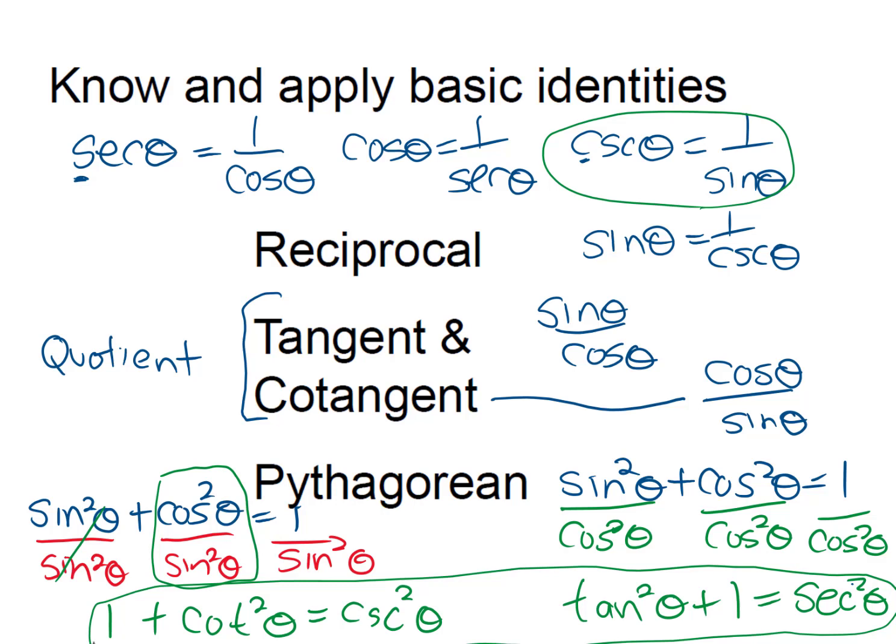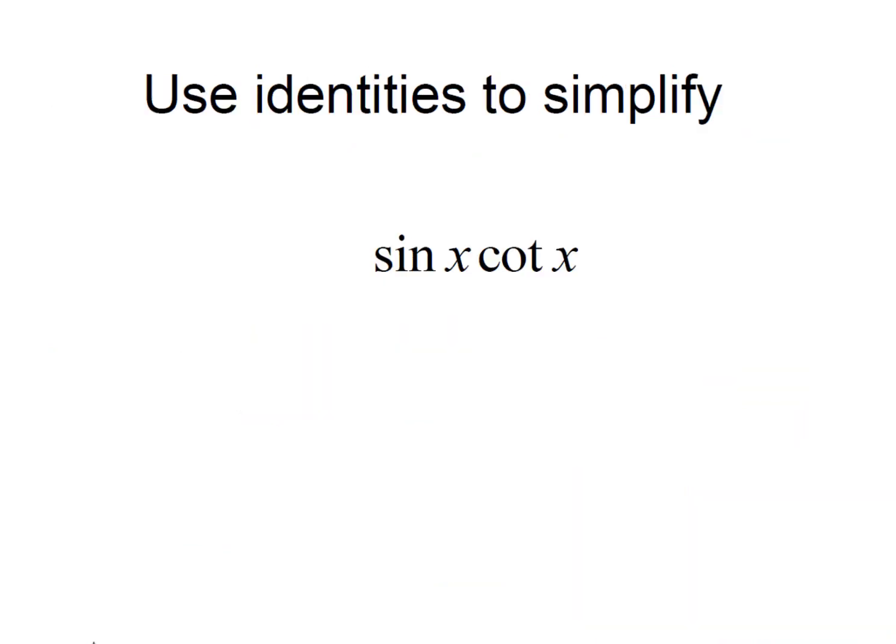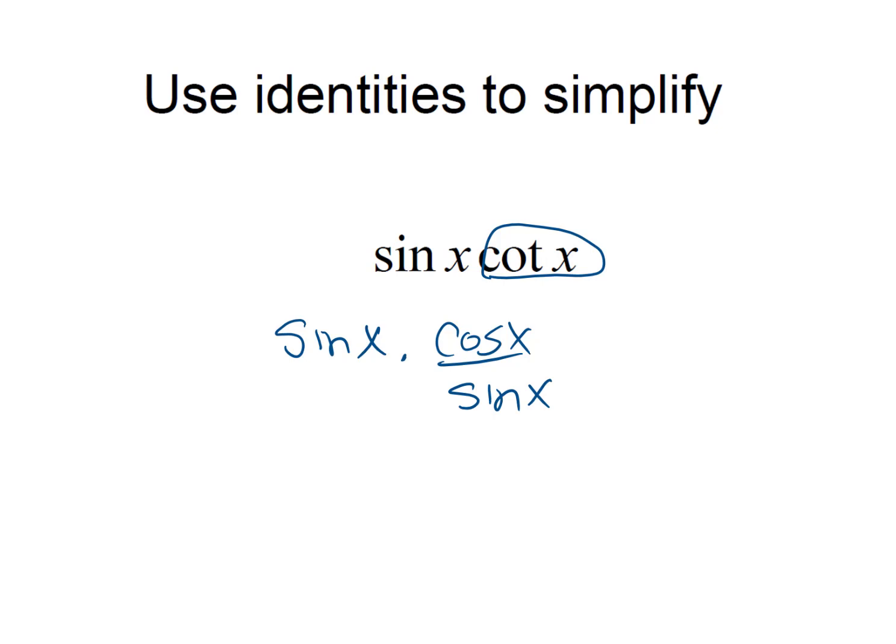So let's see a couple examples where we now simplify. So here's the first one. I have a sine x and a cotangent x, and I'm just trying to use identities to simplify. So I'm going to rewrite the cotangent in terms of its sines and cosines. So cotangent is cosine x over sine x, and then I can see that the sine x's would cancel, and so my simplified version is cosine x.